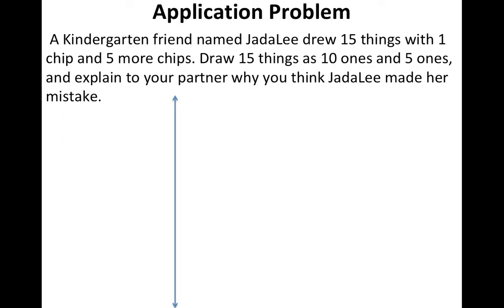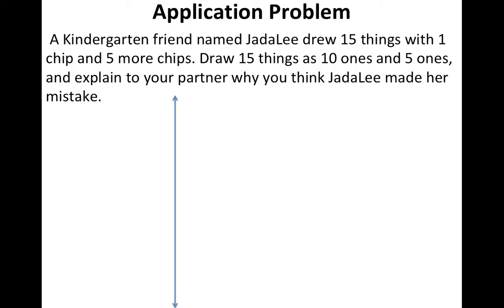So the application problem, I will be reading it out loud twice and then we'll do it. A kindergarten friend named JadaLee drew 15 things with 1 chip and 5 more chips. Draw 15 things as 10 ones and 5 ones. Explain to your partner why you think JadaLee made her mistake.